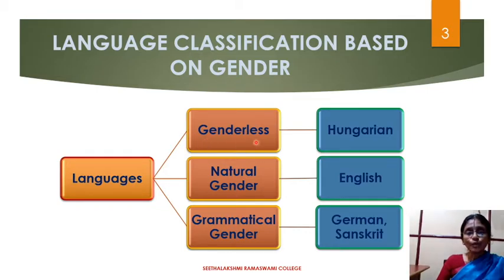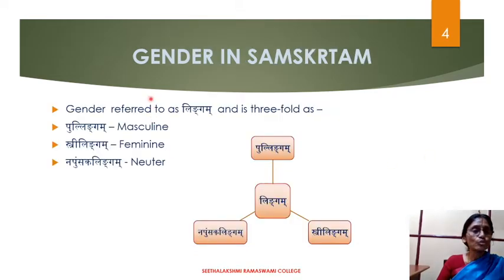Under genderless language, we have Hungarian. For a natural gendered language, we have English, Tamil, etc. And for grammatical gendered languages, we have German, Sanskrit, and so on. Now coming to the concept of gender in Samskritam, we all know that lingam is the term that is used to denote gender, and it is threefold as Pullinga, Strilinga, and Napumsakalinga. Pullinga is masculine, Strilinga is feminine, and Napumsakalinga is neuter gender.